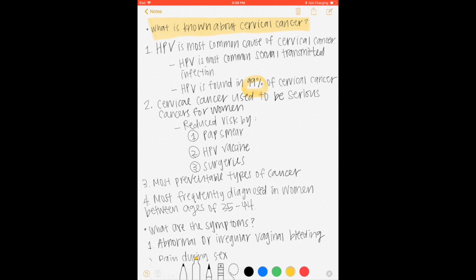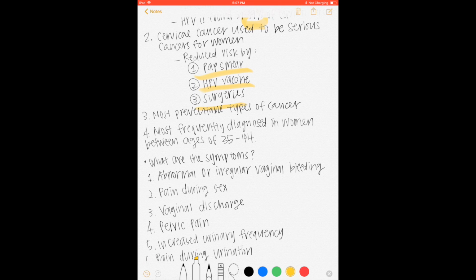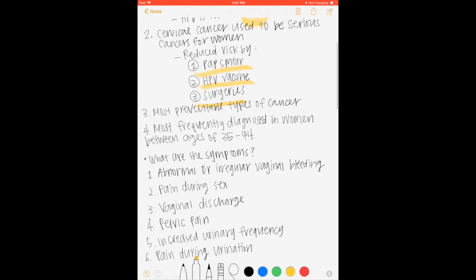Cervical cancer was once considered one of the most serious cancers for women. However, with the advent of the pap smear, HPV vaccine, and surgeries, the disease can now be screened for and in many cases prevented. It is one of the most preventable types of cancer. Cervical cancer is most frequently diagnosed in women between the ages of 35 and 44, but it rarely affects women under age 20, and more than 15% of diagnoses are made in women older than 65.